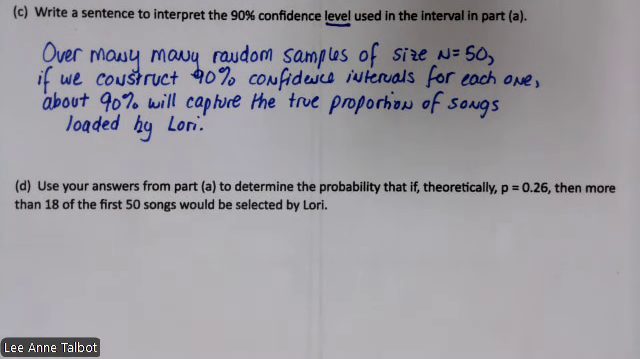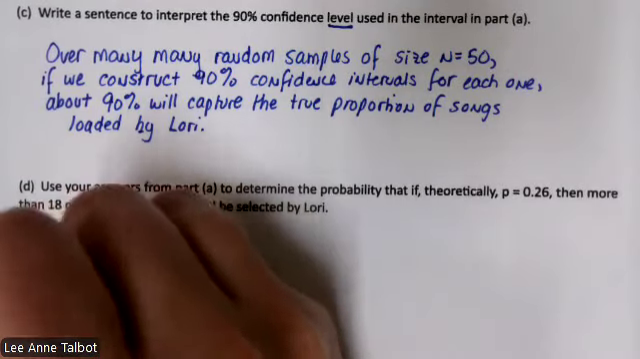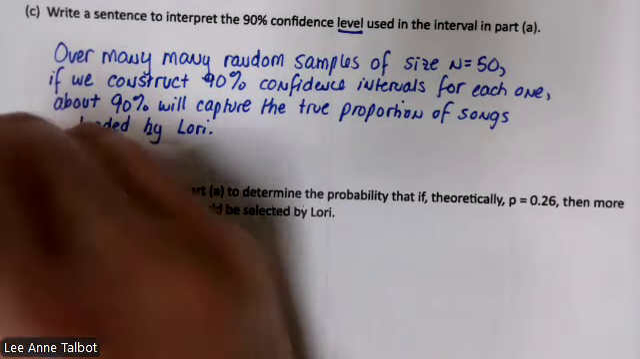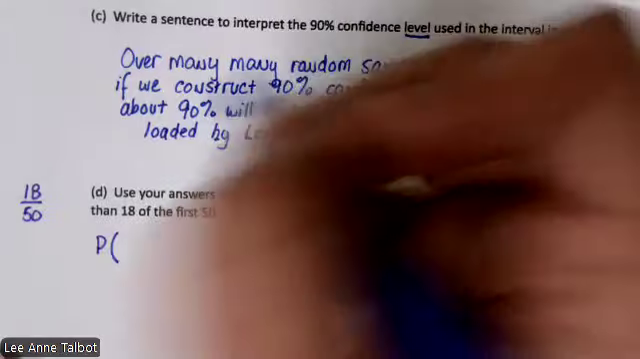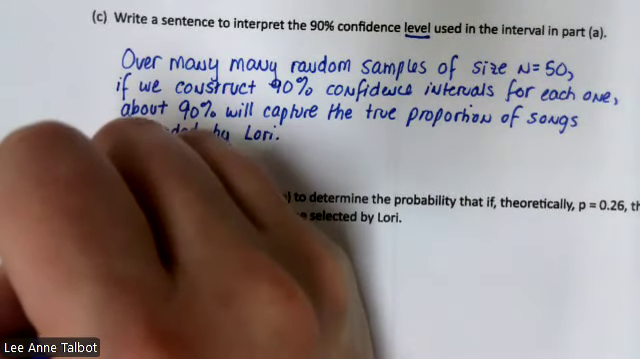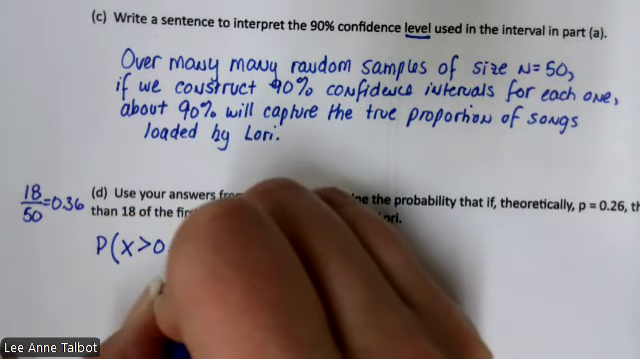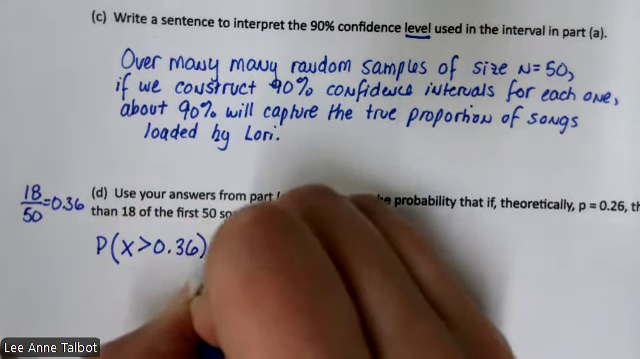Okay, part D. This is just a fun question I threw in. Use your answers from part A to determine the probability that if theoretically P is 0.26, then more than 18 of the first 50 songs would be selected by Lori. So what is 18 out of 50? 0.36. So we want to find the probability that X is greater than 0.36.